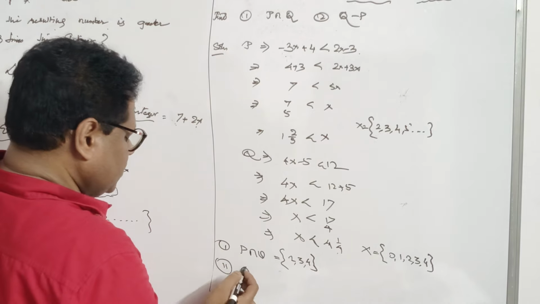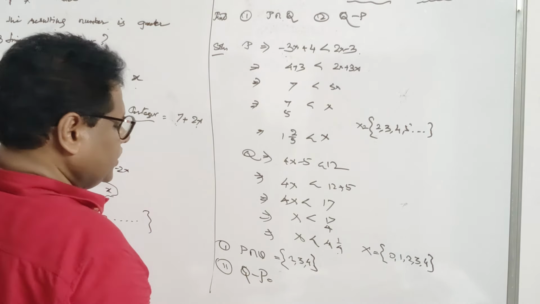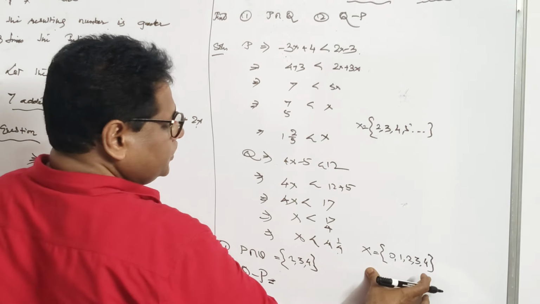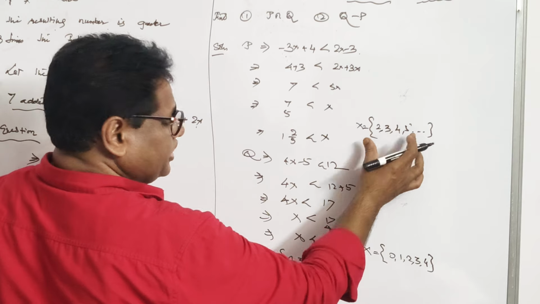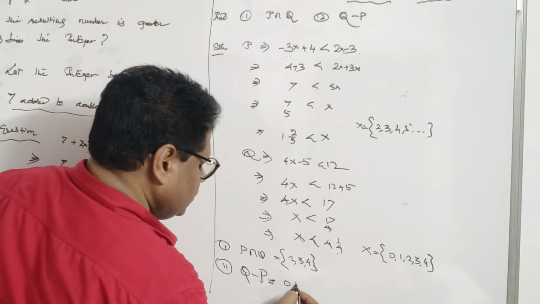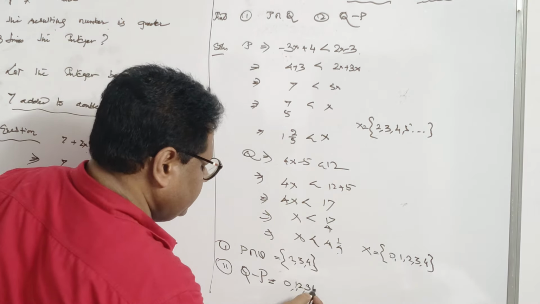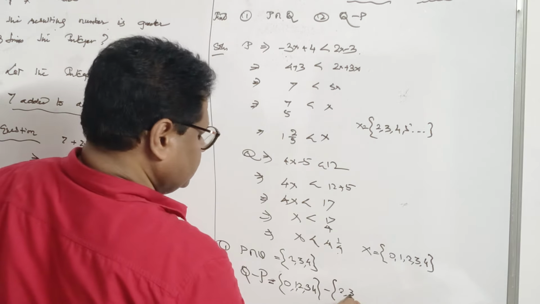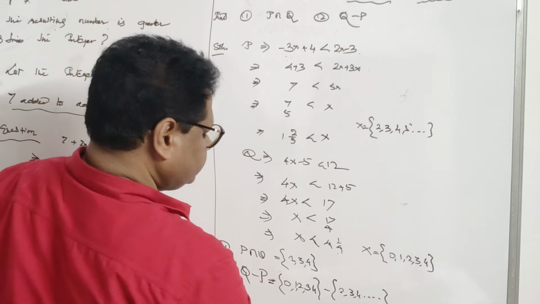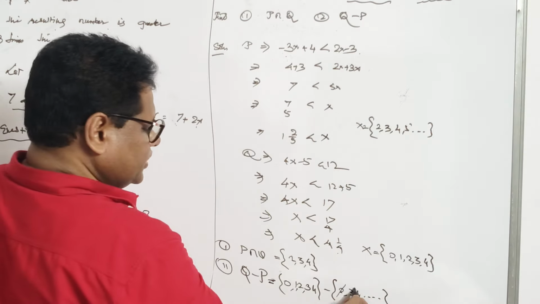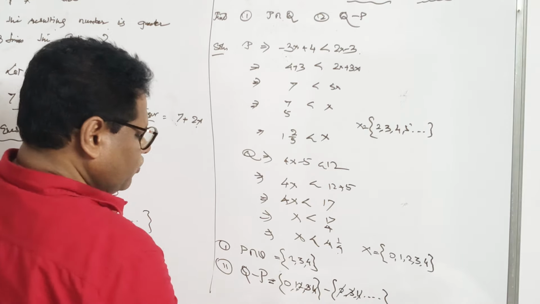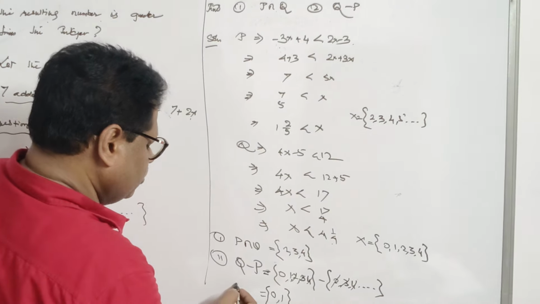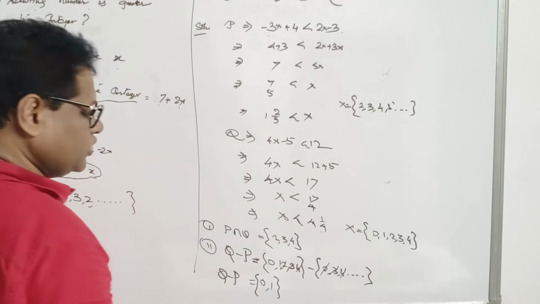Second part says Q minus P. Q minus P means from the elements of Q, subtract the elements of P which are common. So if I write 0, 1, 2, 3, 4 minus the elements of P, which are 2, 3, 4 and so on, if the elements 2, 3, 4 are cut from this, what is left? Q minus P will be 0, 1. So you might be asked to solve questions based on this.